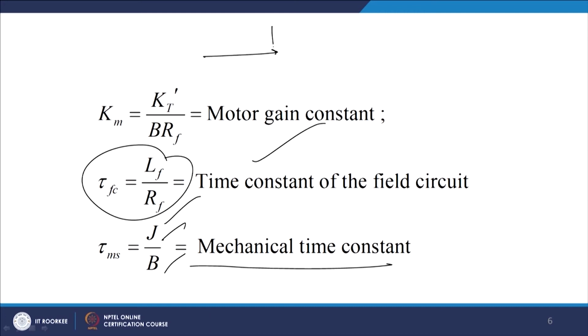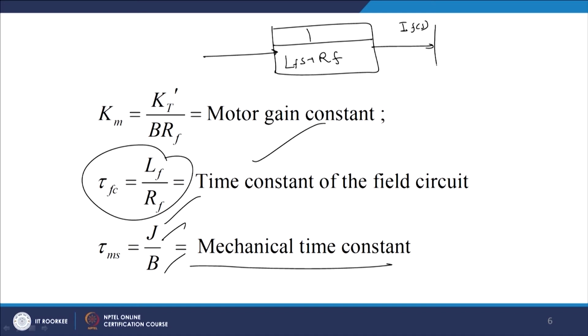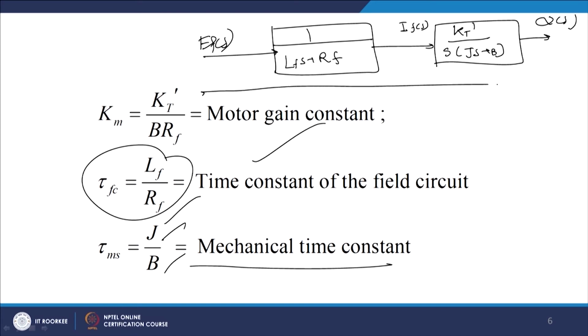Here 1 upon Lf S plus Rf gives If(S), then Kt' divided by S(Js plus B) gives theta(S), with input E(S). So the behavior of this is as good as open loop, whereas in the case of armature control we have got the closed loop. Again we will find something about the time constant.